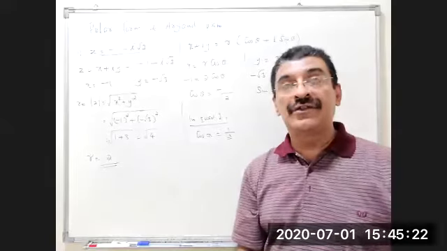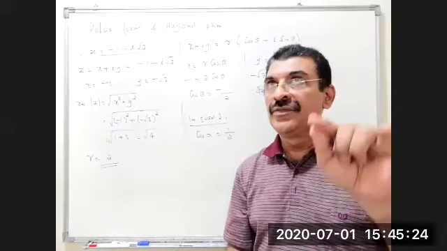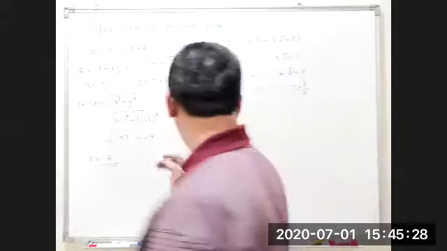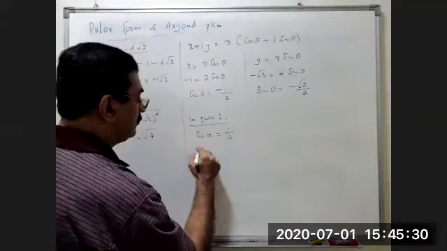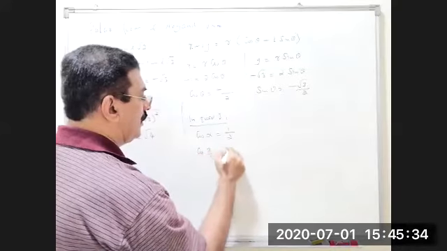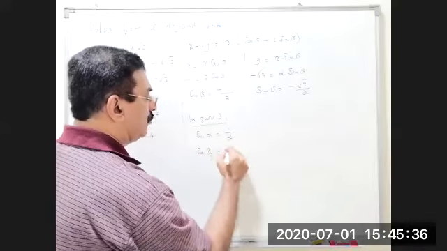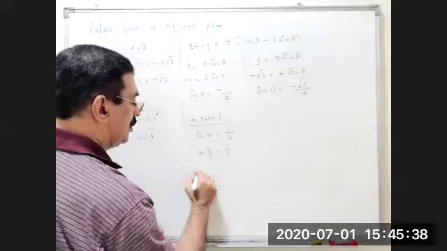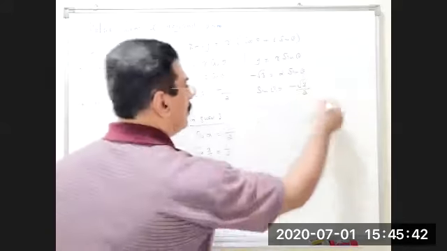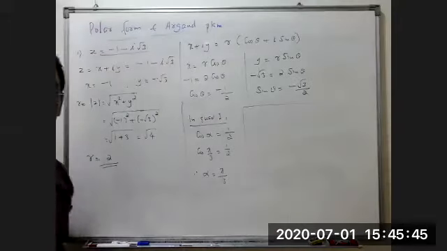Cos of which angle is 1 by 2? We know that cos 60. Now don't write 60 here. We use only radian measure. We write cos pi by 3 is 1 by 2. Therefore, alpha is pi by 3. We got alpha as pi by 3.